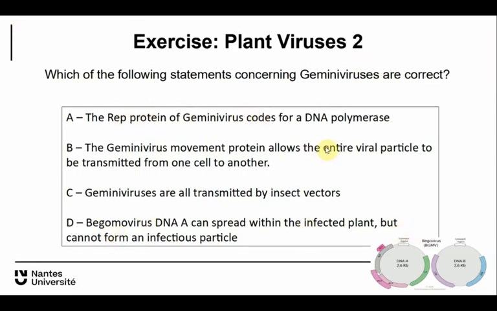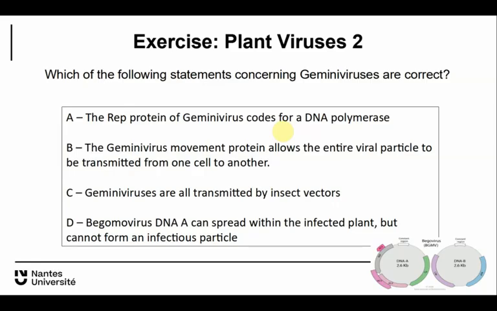Okay, so proposition A, the rep protein codes for DNA polymerase. Who says yes? One person. Who said no? A couple of people. The answer is no. It's too small. DNA polymerase needs more coding space, and these genomes are really tiny. Rep is maybe about 1 kilobase of DNA, so it's only going to be about 300, 350 amino acids in that protein. Too small. The function of rep is as an origin binding protein, and it's what directs the host cell DNA polymerase to replicate the virus DNA.